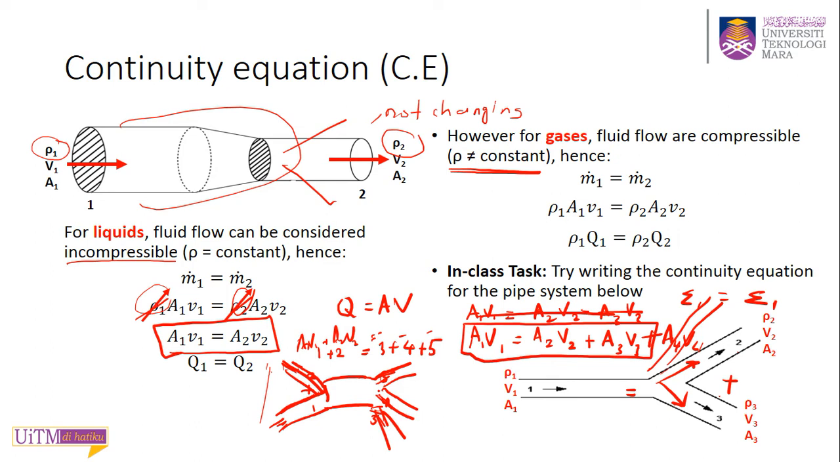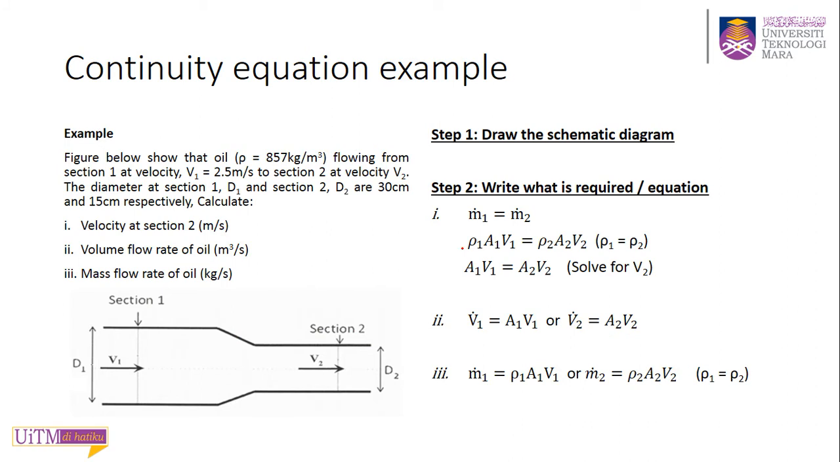So if you have in the question a lot of pipes for your inlet and your outlet, don't get confused. It's just the same thing. Whatever comes in is the same as whatever comes out. The volume flow rate at 1 plus the volume flow rate at 2 must be equal to the volume flow rate at 3 plus the volume flow rate at 4 plus the volume flow rate at 5. So that's the continuity equation.